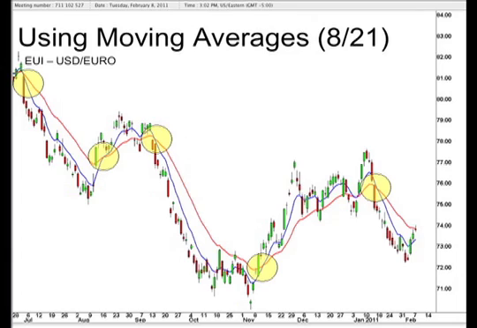So if we were to take a look at the EUI presently, we can see that the trend is in fact to the downside, although we've seen a move higher and that it's testing that 21 bar moving average. You can see, for all intents and purposes, that the trend is still to the downside.